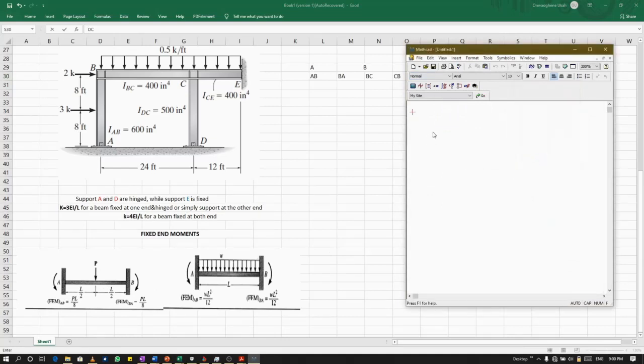Okay. So I'm going to be defining some things. First thing first is the modulus of elasticity. It is constant, so I'm just going to give it 1. Then I'm going to define what our I is. Let me take this a little bit down so that I don't block the other things.